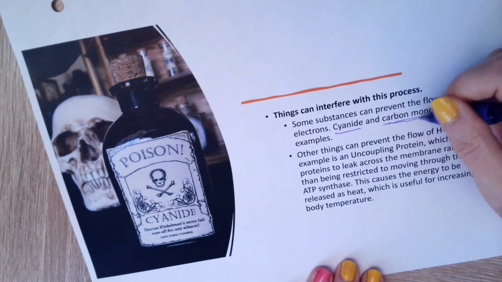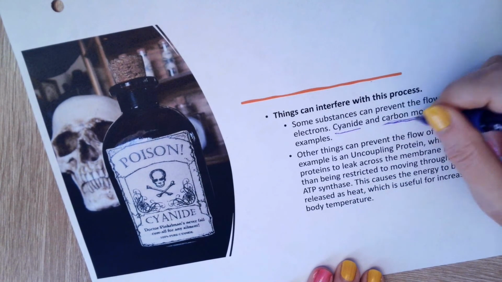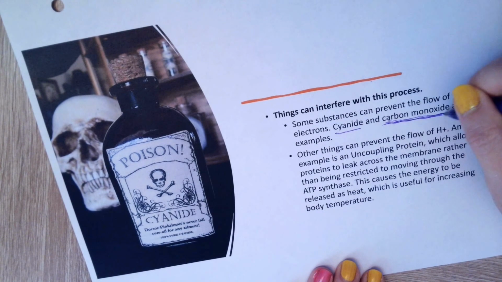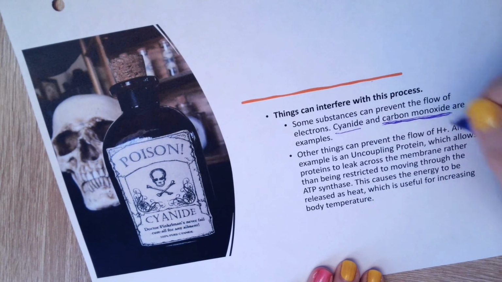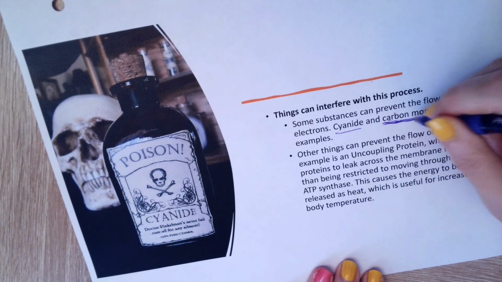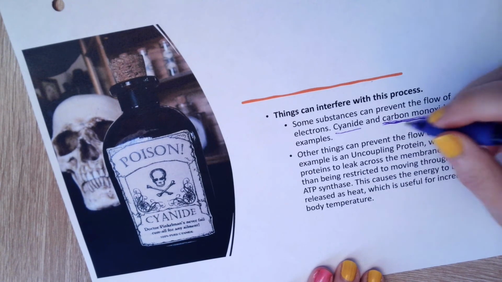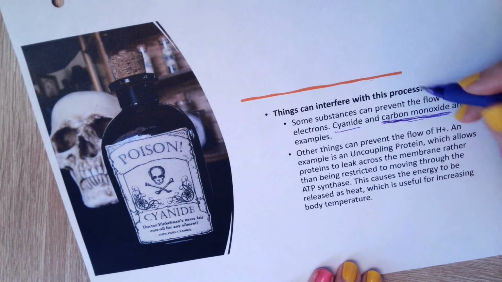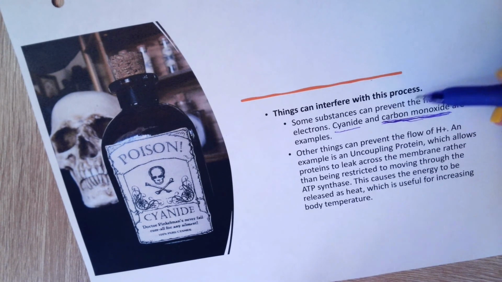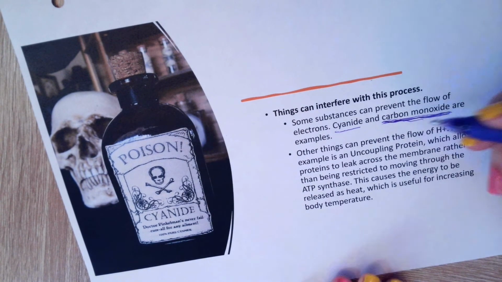Carbon monoxide comes from burning fossil fuels, so if you're stuck in a small room with a running bus, you don't want to be in that small room, or you don't want to sit in a garage with your car running. You don't want to do stuff like that, because carbon monoxide is toxic, and it can stop the flow of electrons.